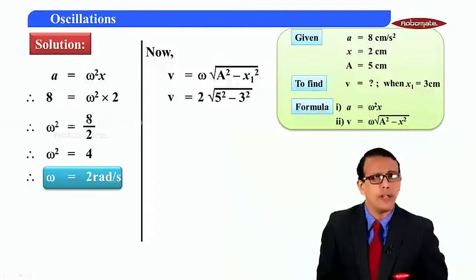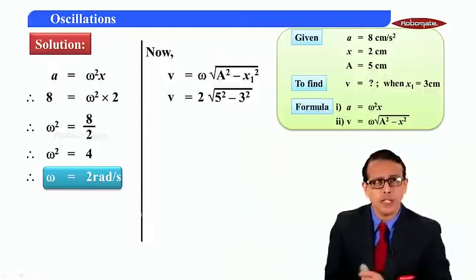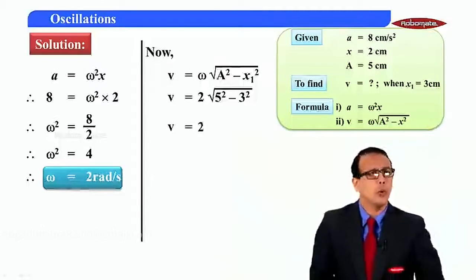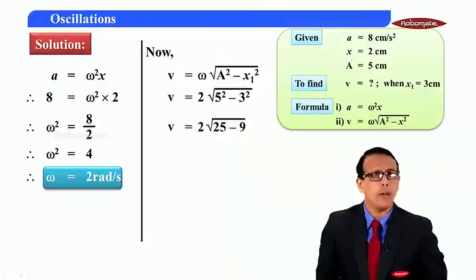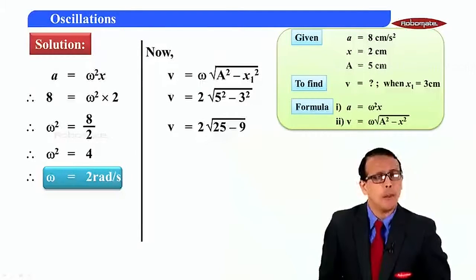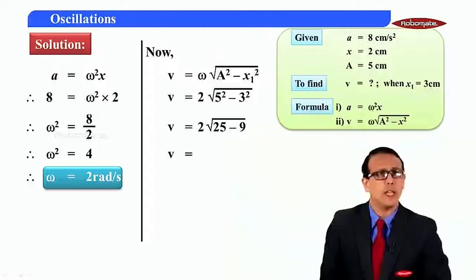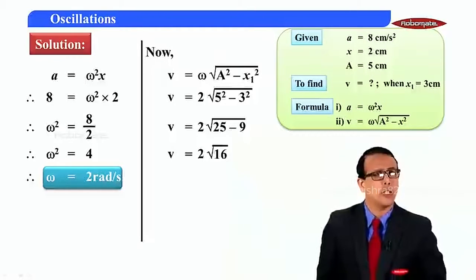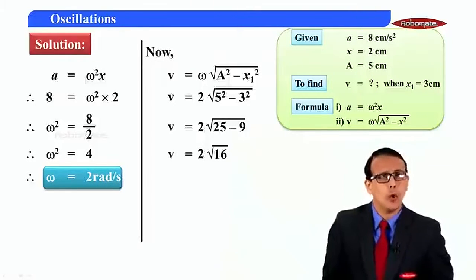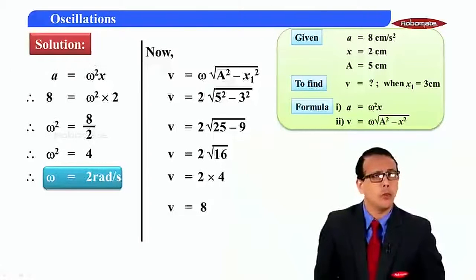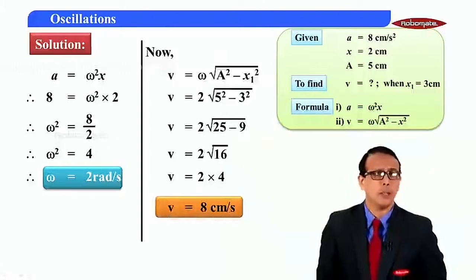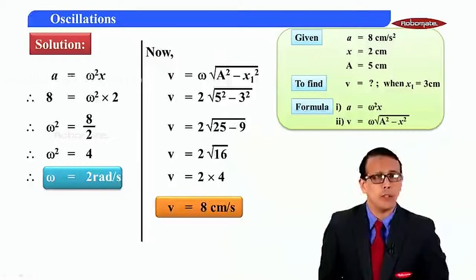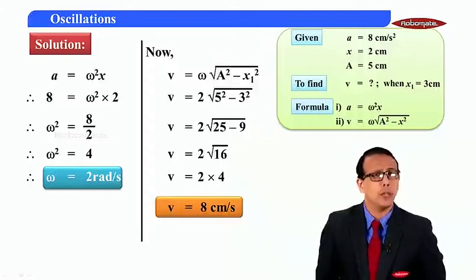5 square is 25, 3 square is 9. Therefore, the next step becomes v is equal to 2 root of 25 minus 9. 25 minus 9 is 16, students. Therefore, v is equal to 2 root of 16. We know root 16 is 4 and hence v is equal to 2 into 4, which is nothing but 8 centimeters per second. Therefore, the required answer of this problem, the velocity at displacement equal to 3 centimeter, is 8 centimeters per second.